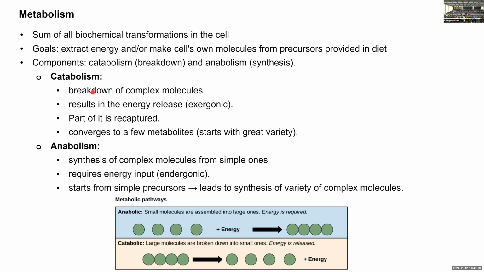As opposed to catabolism, anabolism is the process of synthesizing complex molecules from simple ones. So it's the opposite process from catabolism. And it requires, of course, energy input. So that's going to be an endergonic process. Again, it requires energy, so it's not going to be spontaneous. It's a non-spontaneous process. And it starts from simple precursors, the simple small molecules, and then builds up to a variety of complex molecules.